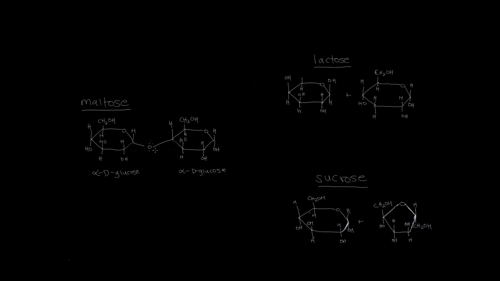The bond between these two glucose monomers rests between the first carbon on the left glucose, so we can label this as the first carbon, and the fourth carbon on the second sugar. And this is why it's called an alpha 1,4 O-glycosidic linkage. Just like that.